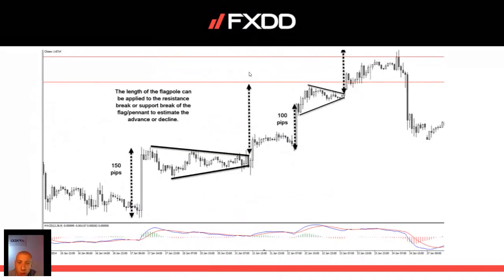How do you measure the strength of a breakout? Let's say that you have a standard flag or pennant. In this example, we see a pennant. So basically, you add the flagpole to the distance of a breakout. If 150 pips is the pole or flagpole, when price breaks, you just add those 150 pips. Okay, and that's it. That is your target.